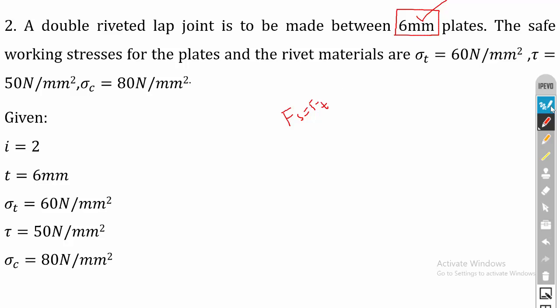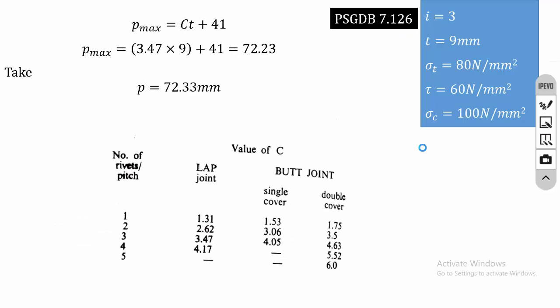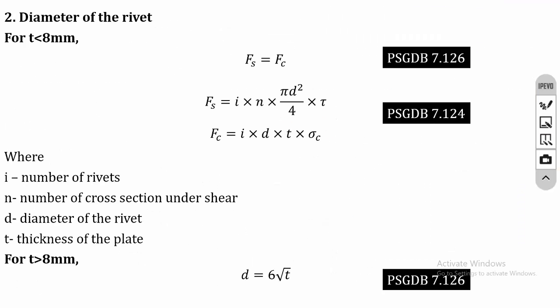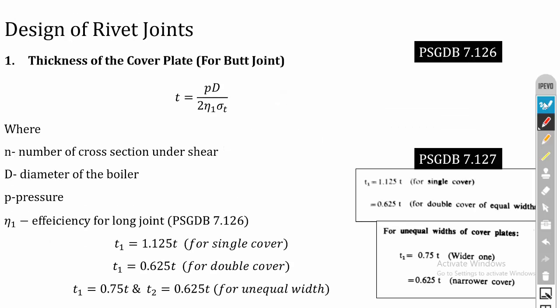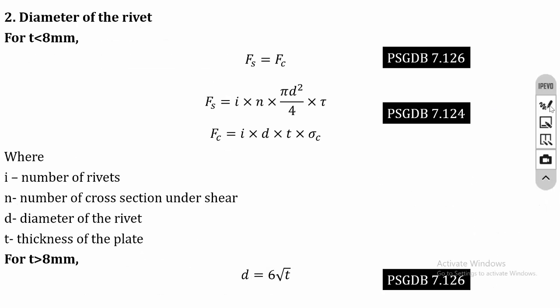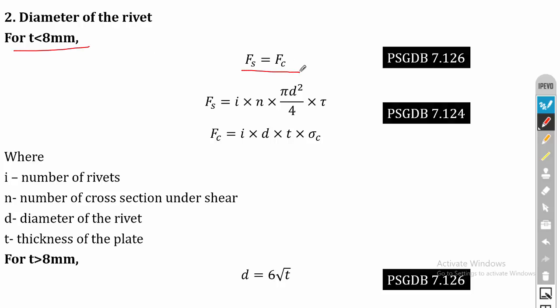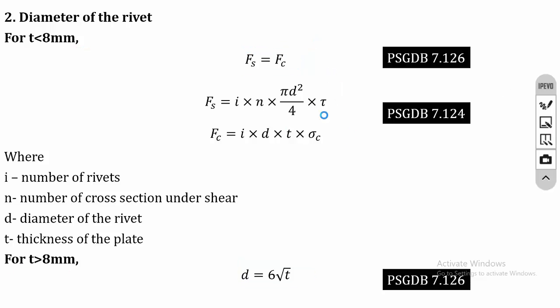Diameter of the rivet, because we know that from the design procedure, for T less than 8 mm, we have to equate Fs to Fc. It is not Ft, it is Fs to Fc to find the value of the diameter of the rivet. Okay, so for T greater than 8 only, you can directly use this. Here the T is less than 8 mm, so you have to calculate the Fs value and Fc value, and you can substitute it here to find the diameter. Okay, fine.